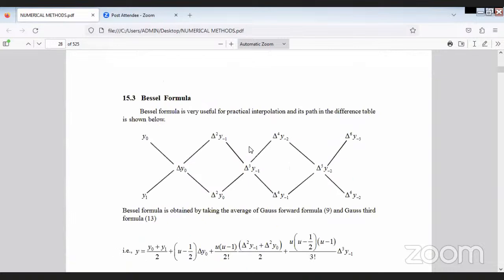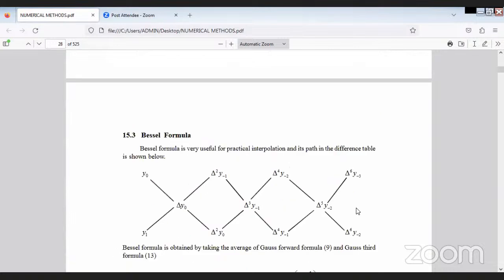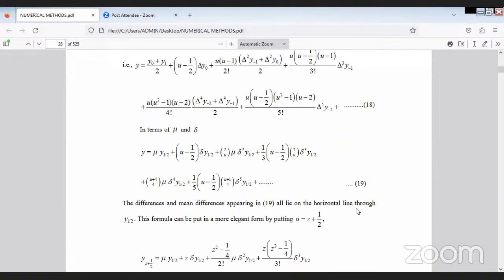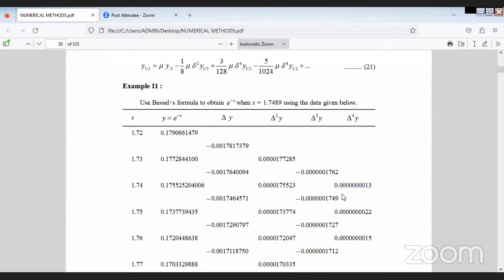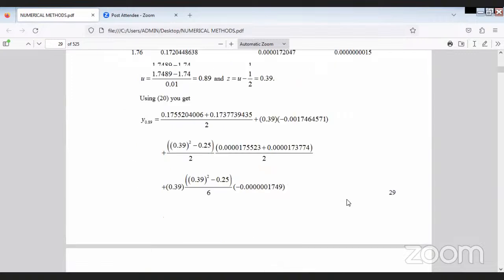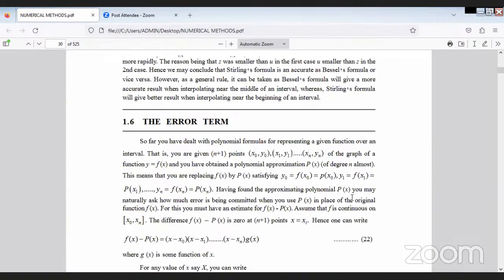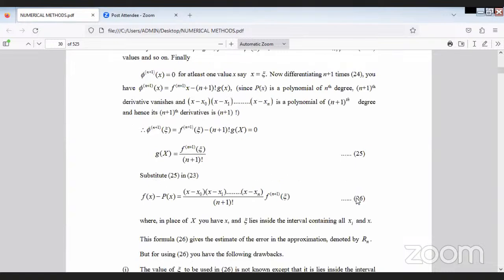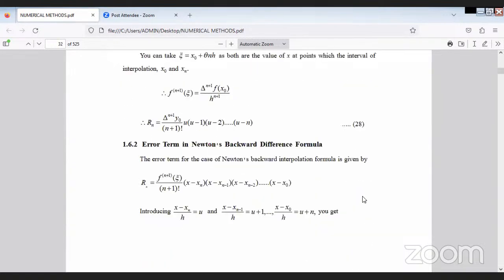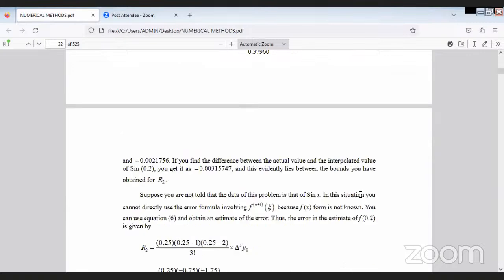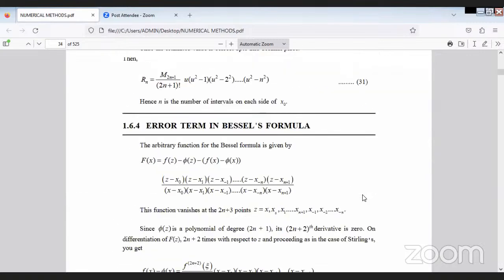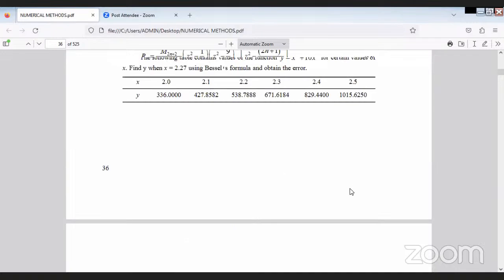The same, the Bessel's formula also. Bessel formula is very useful for the practical interpolation. Then y0, y1, del y0, del square y minus 1, del square y0, del cube y minus 1, del 4 y minus 2, del 4 y minus 2, del 5 y minus 2, del cube y minus 3. So these values are also substituted in the formula. The Bessel's formula also we can use the same as usual in the unit. The error term. You have to learn the error term in the Bessel formulas also.